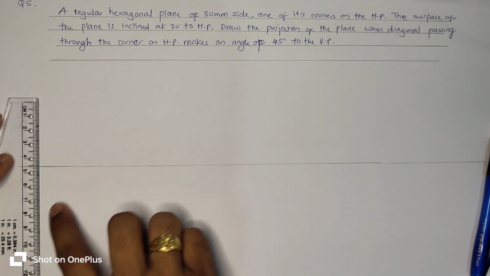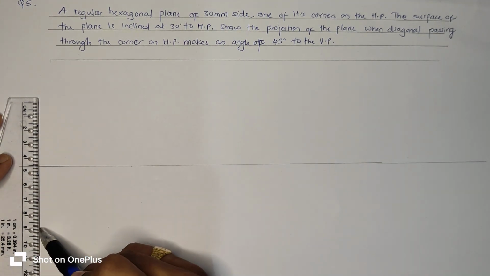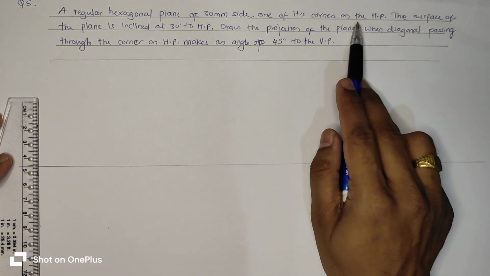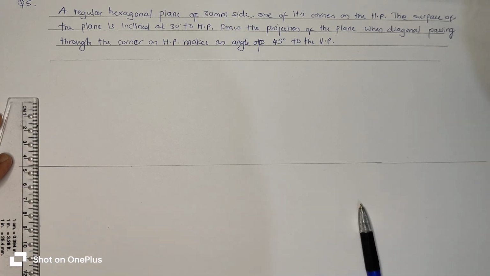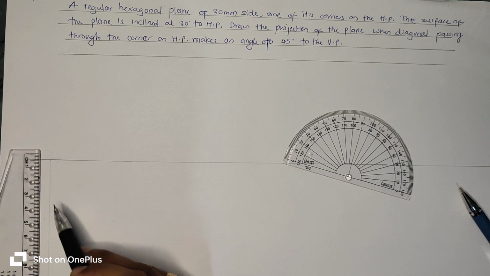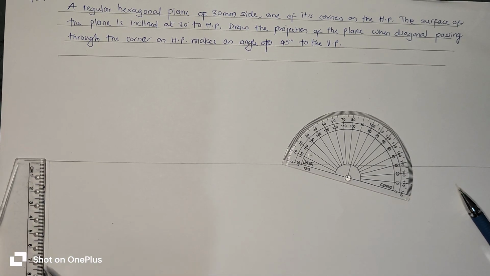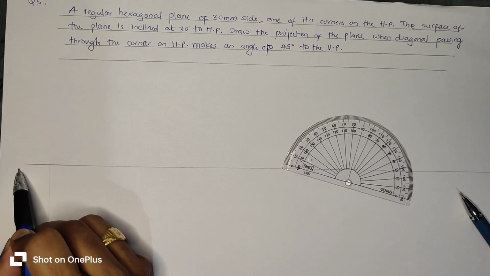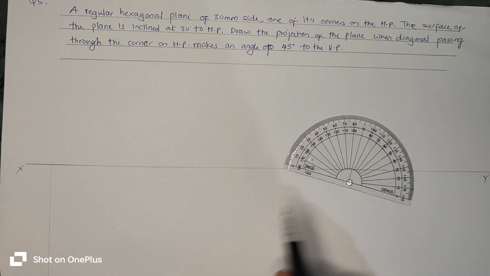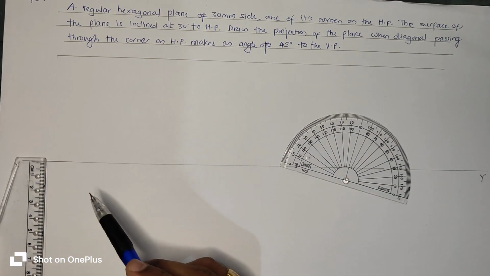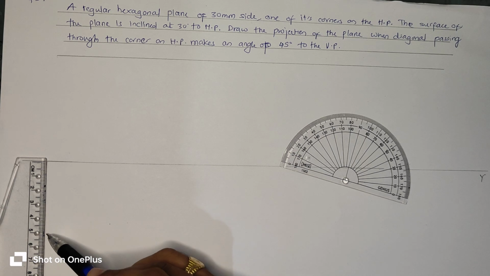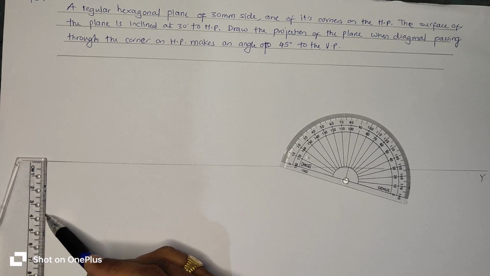So first we will draw a hexagon here, considering one corner point is on HP. As a corner point is on HP, first we will draw a faint line perpendicular to the XY line. And the side is 30 mm, so we will take approximately more than 3 centimeter. So I will take a point at 5 centimeter.